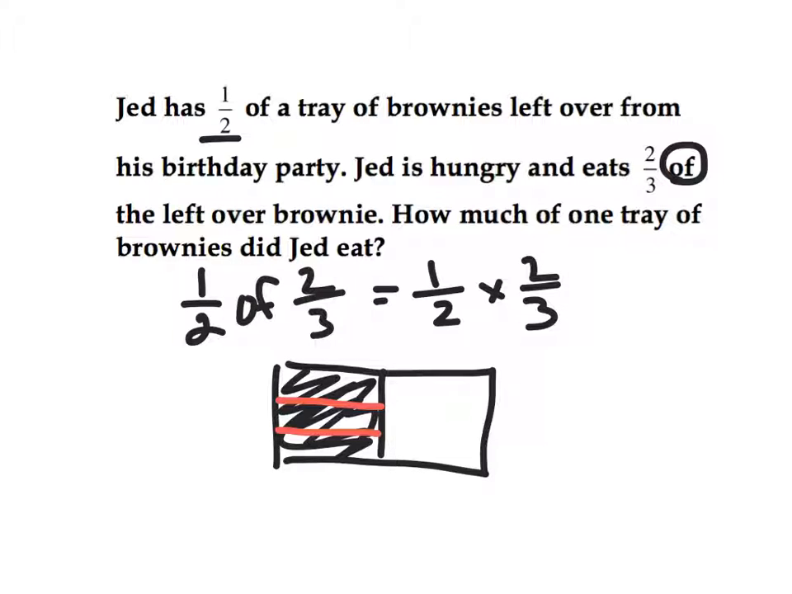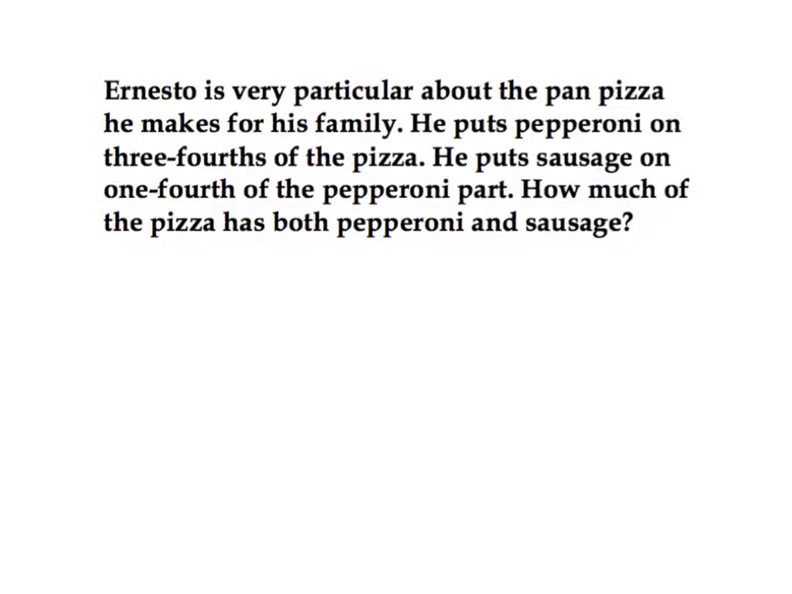Since he eats 2/3 of that, he's eating that piece and that piece. When we look at the entire pan, he's now eaten 2 pieces, but we have to continue those lines to make equivalent sized pieces in our pan. If we look at the whole, now we see there's 6 pieces total, so he ate 2/6 of a tray of brownies. Now my challenge for you is to pause the video and see how you could model this one.